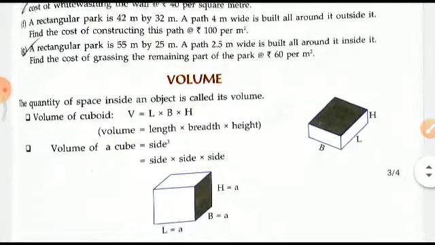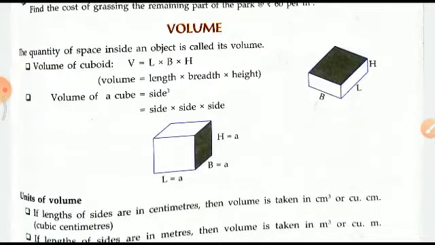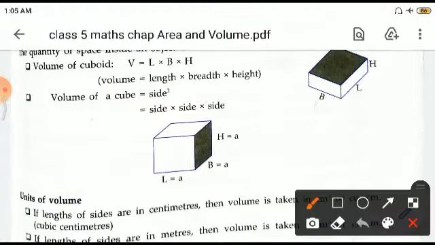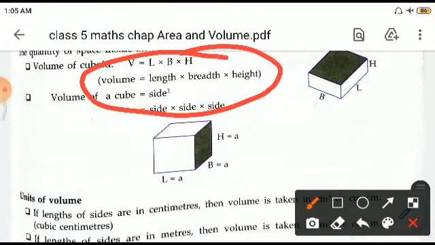Now we move towards volume. Now volume is the quantity of space inside an object. It's called volume, right? And the formula is here: length into breadth into height. If it's a cube, that is a three-dimensional square, so here the volume will be side into side into side. That is side cube. Okay.